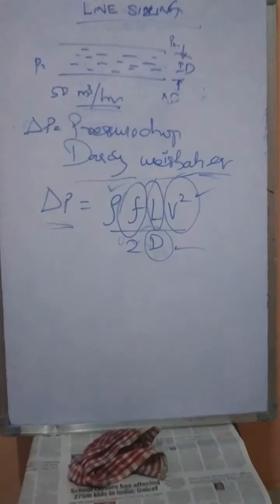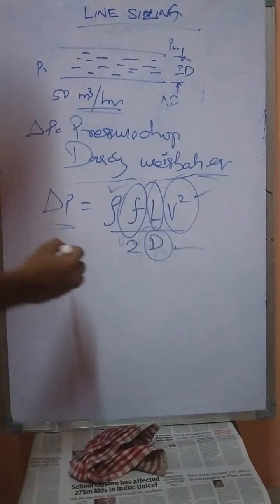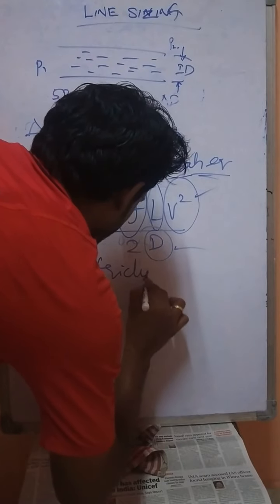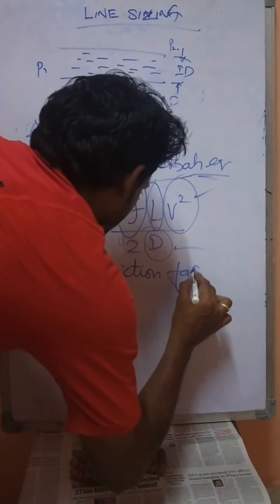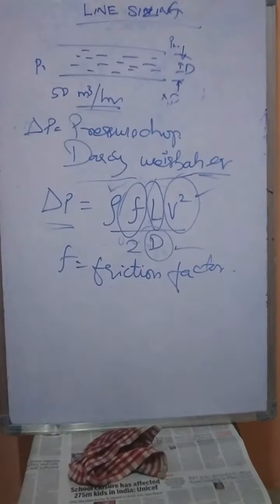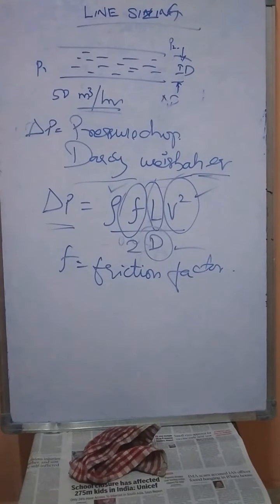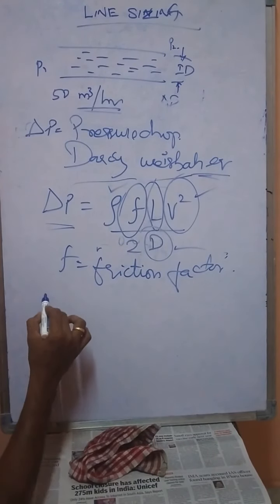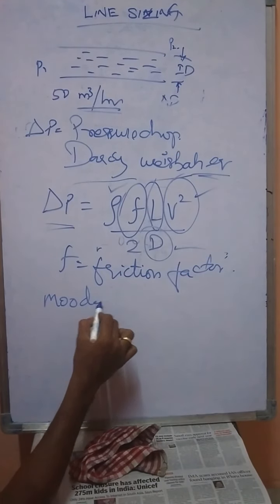This friction factor has a few limitations for finding it. There are two things: one is friction factor and another one is coefficient of friction. Mainly we consider the friction factor. There is a chart for it, that is the Moody friction factor chart.